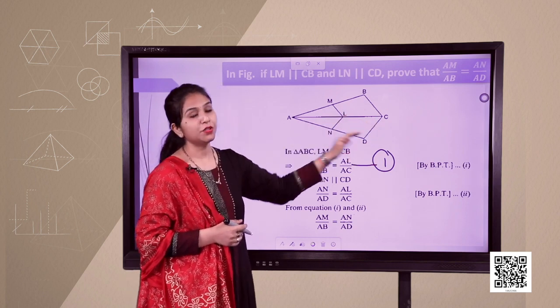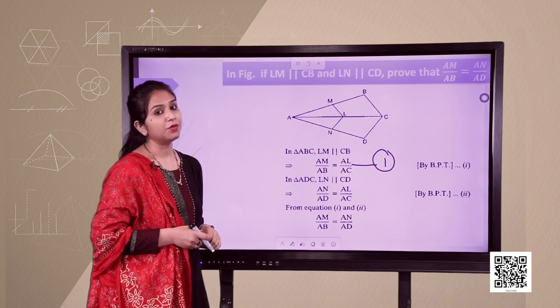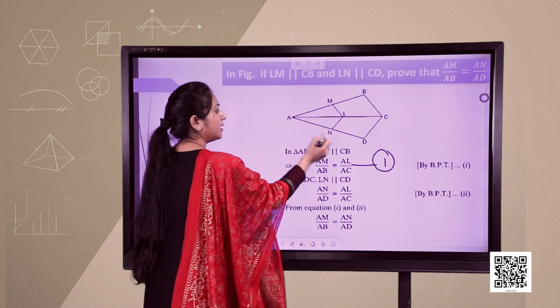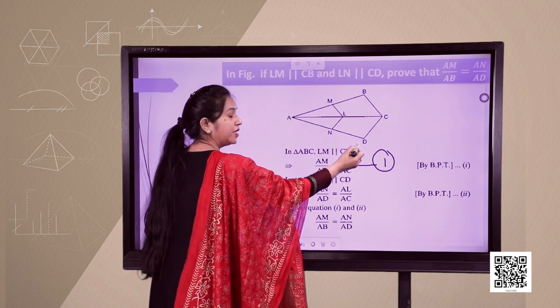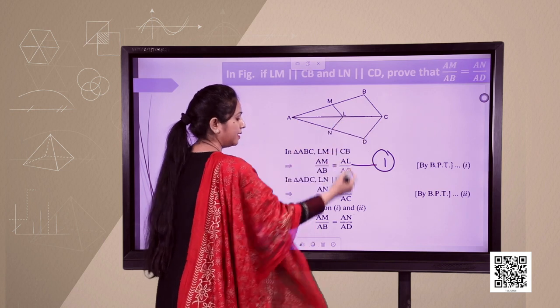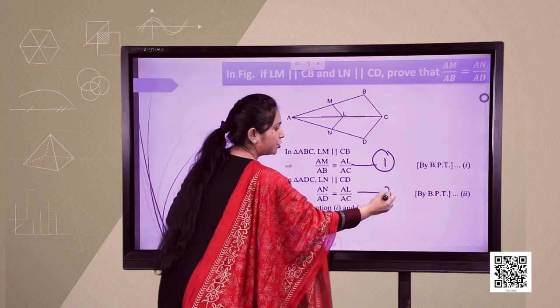Okay. So, again use BPT here. Again write down the sides are in proportion. So, what can we write now? This AN upon AD is equal to AL upon AC. So, that is your equation number 2.